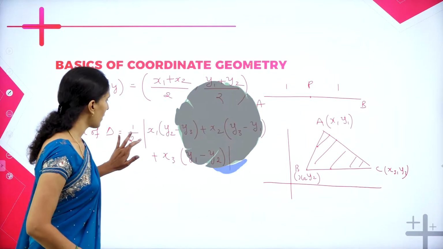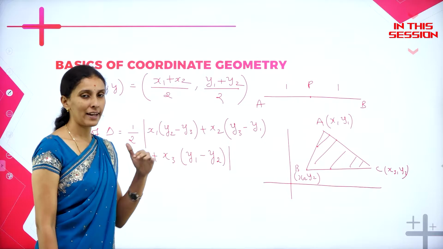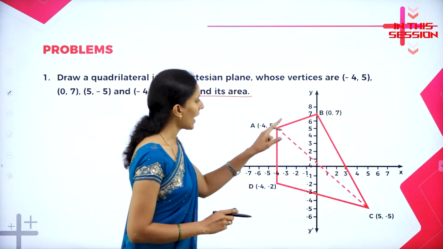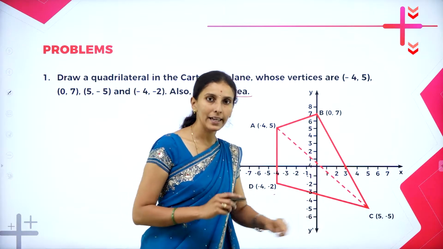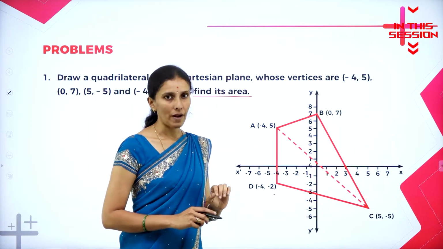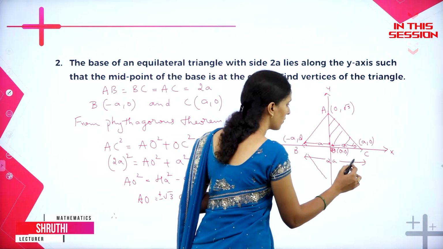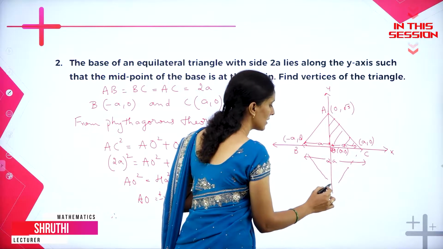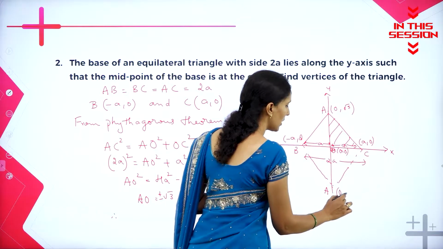Why the modulus function is used here? Because whenever you get the negative value, because area is always positive. So if I calculate the area of triangle ABC and area of triangle ADC, then sum it up, we will get the total area of the quadrilateral. Suppose if the triangle lies in the negative direction of y-axis, then if A is here, then its coordinate will be 0, minus root 3.